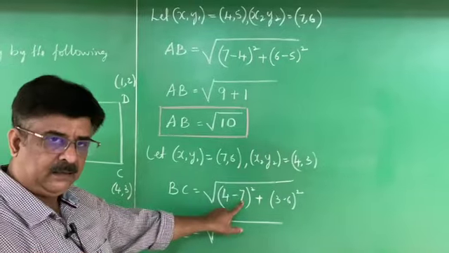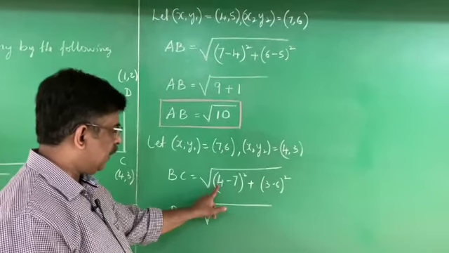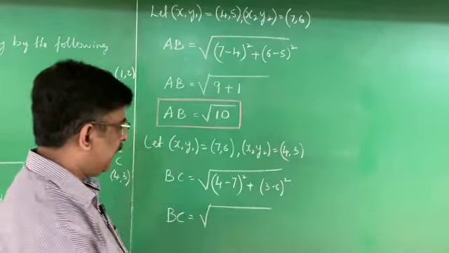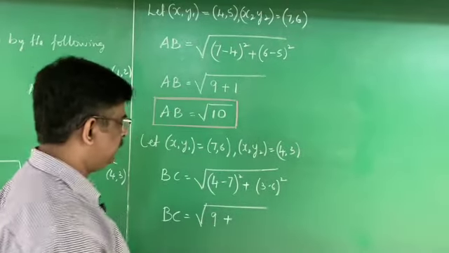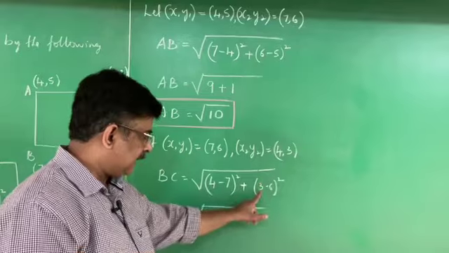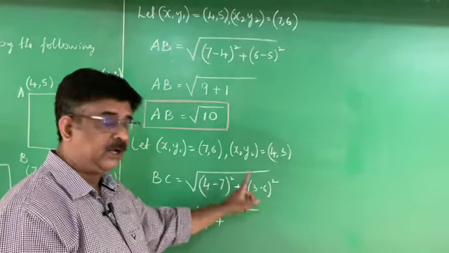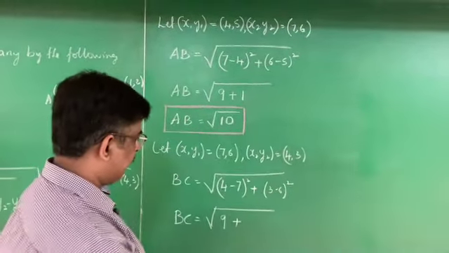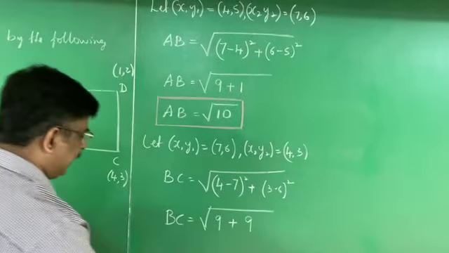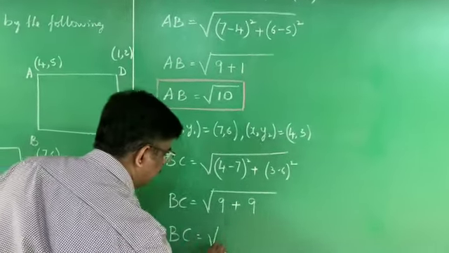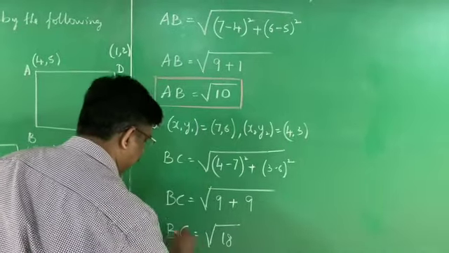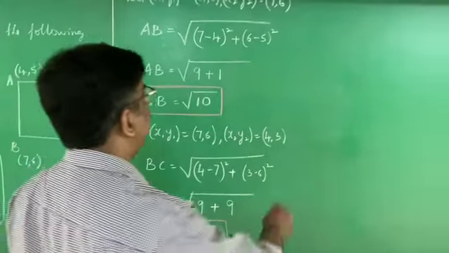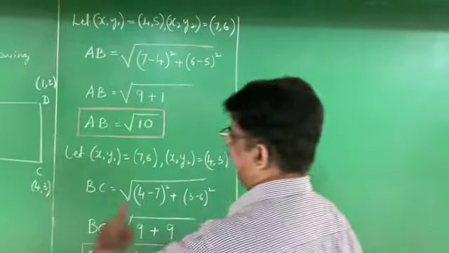4 minus 7, when you subtract bigger number from the smaller number, you get negative number. 4 minus 7 is minus 3, minus 3 square is 9, plus 3 minus 6, again the same thing, you are subtracting bigger number from the smaller number, you have to get negative, 3 minus 6 is minus 3 square is 9. 9 plus 9 is 18. The second measurement is the length of BC is root 18. Right? Now I go for CD.